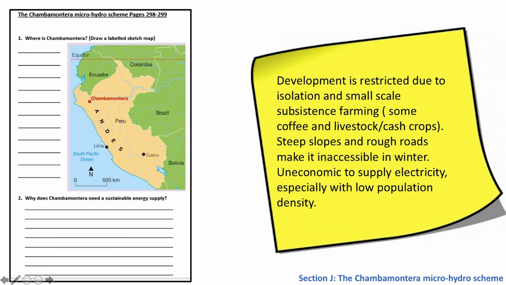And it is all due to location. Development is restricted due to isolation and small-scale subsistence farming, some coffee and livestock cash crops. There are steep slopes and rough roads which make it inaccessible in winter. It's uneconomic to supply electricity, especially with such low population density. Pause now to take some notes for question 2. Hopefully you've already written down the answer to number 1, where this area is.